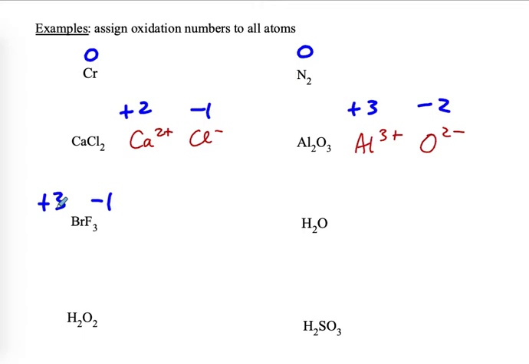In water, we'll use the rules for hydrogen and oxygen. Hydrogen in a compound has an oxidation number of +1. Oxygen has an oxidation number of -2. And as we can see, they add up to 0, the overall charge on the molecule.